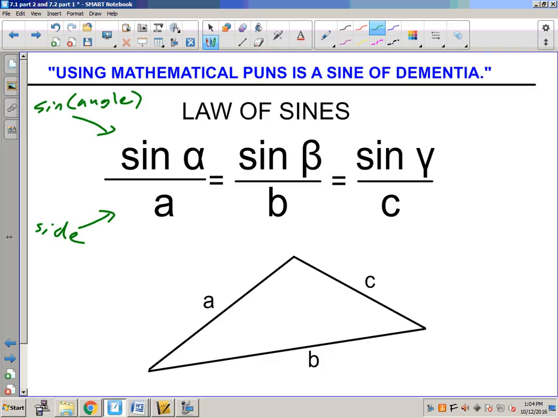Just one more time with our naming convention. If this is A, this would have to be alpha. If this is B, this would have to be beta. If that's C, this has to be gamma. Okay, that's the law of sines.